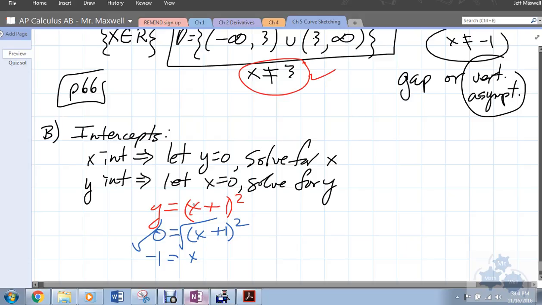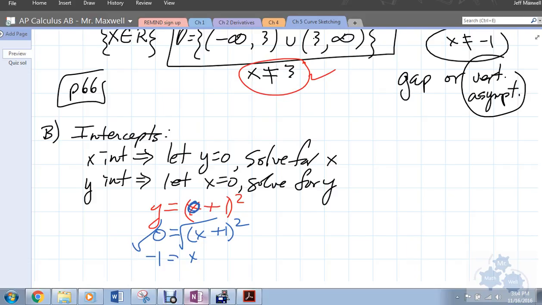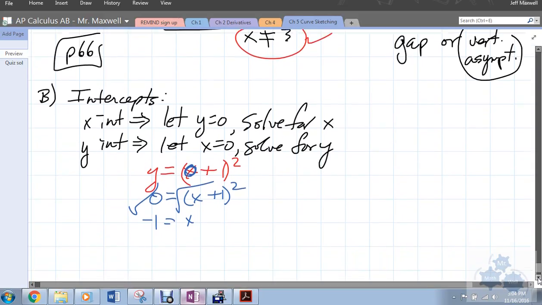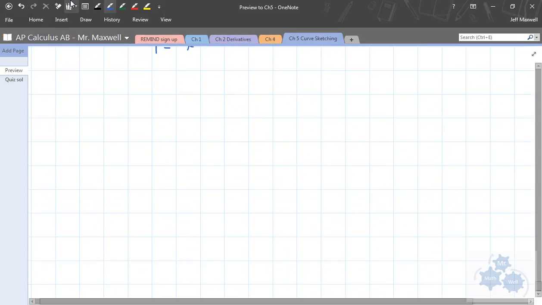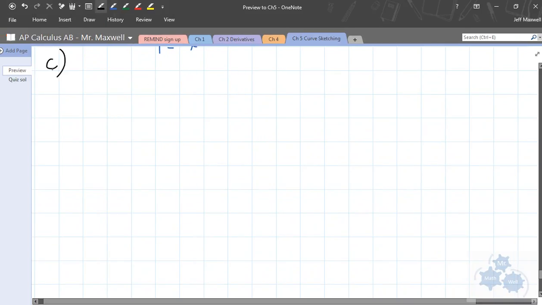Find the y-intercept is easy. Just plug 0 in there. 0 plus 1 squared is 1. So that's pretty straightforward for the most part. But if you can identify your intercepts, and remember, no graphing calculator for this, so we're going to have to be able to do the algebra here. Not really any calculus yet. Let's keep moving on. So domain and intercepts.